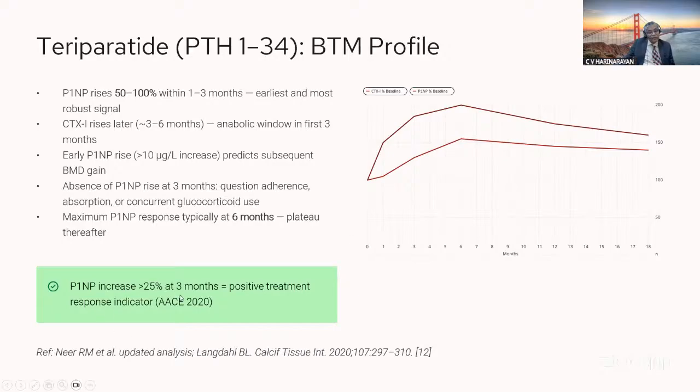So you should have a 25% increase in P1NP at the end of 3 months, which is a positive treatment response indicator. If you don't find an increase in the P1NP when you're treating with a bisphosphonate, you look at the CTX suppression. That is very important because it is an anti-resorptive.